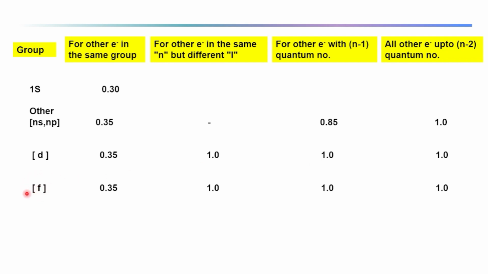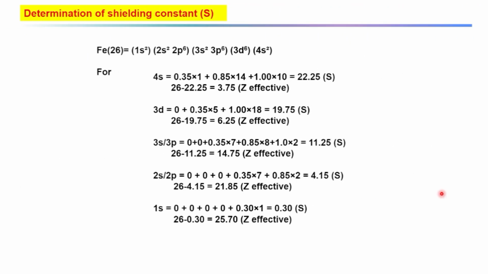Similarly, from the F group, if there are more electrons in the same group, you have to add 0.35 as a shielding constant. From other electrons in the same principal quantum number but different L, meaning in the D or sp group, you have to add 1. And similarly, from the other electrons in different quantum numbers, you have to add 1 for the shielding constant.